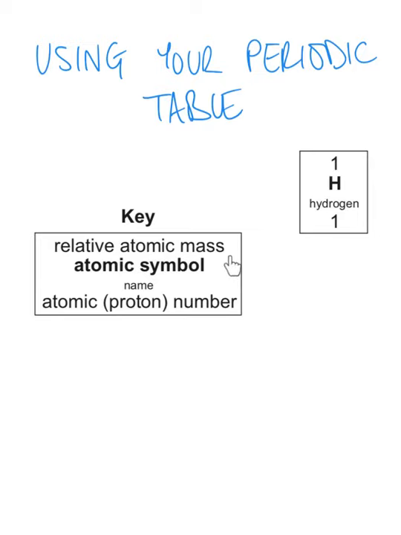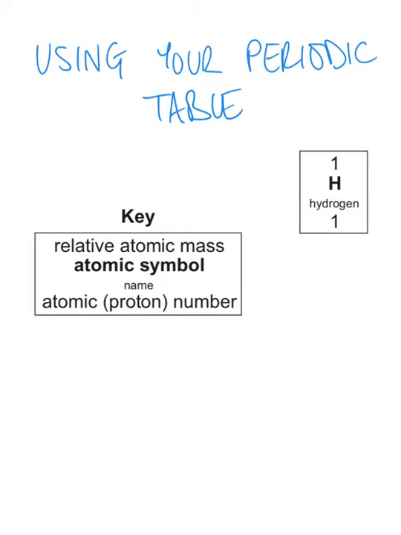So the top number, the relative atomic mass, is 1 for hydrogen. So the top piece of information is the relative atomic mass. The next thing down is the atomic symbol, so the letter or the 2 letters that are used to represent the element. You've then got the name of the element, so you can see here hydrogen, and then we've got another number, which is the atomic proton number.